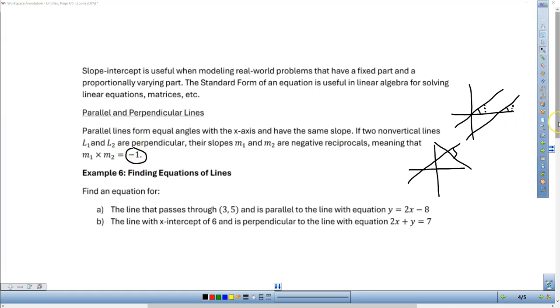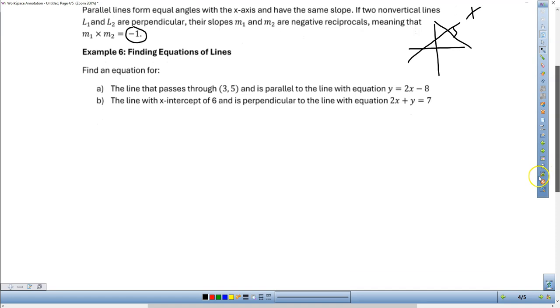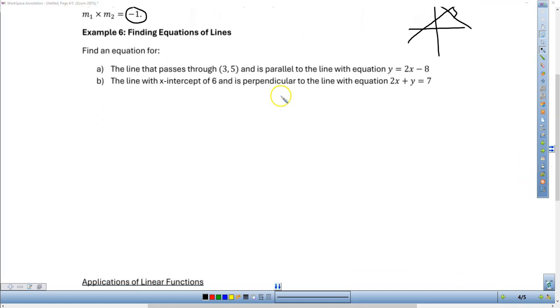So with all that in mind, let's go ahead and find equations for these lines. We have a line that passes through 3, 5, and is parallel to the line with the equation y equals 2x minus 8. And we have one that is going to be perpendicular. We have an x-intercept of 6. And notice we have a standard form equation this time. So let's go ahead. I'm going to switch to blue here to do part A, just so we can make sure that these are nice and clear.